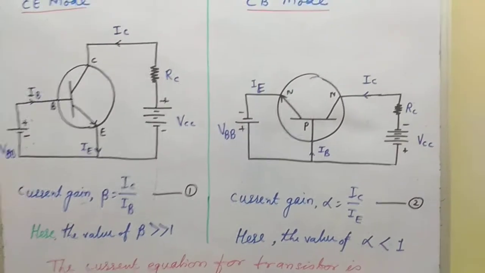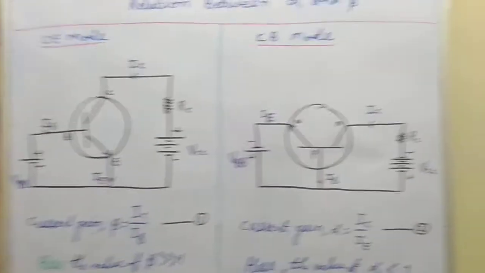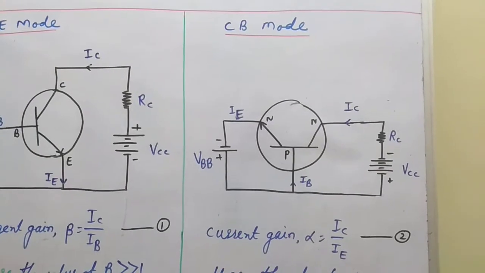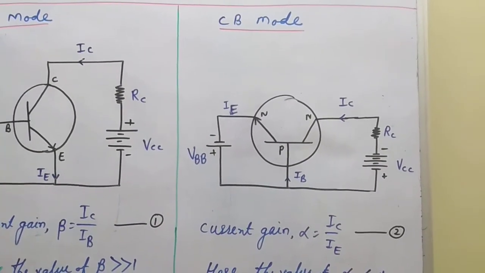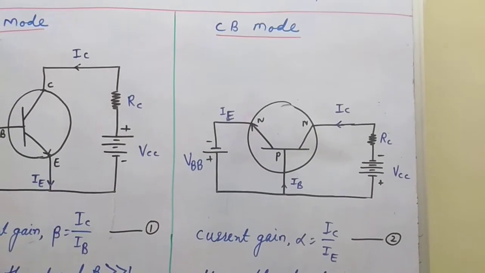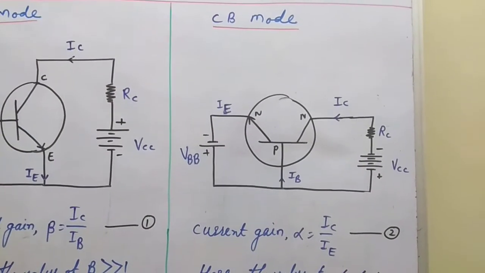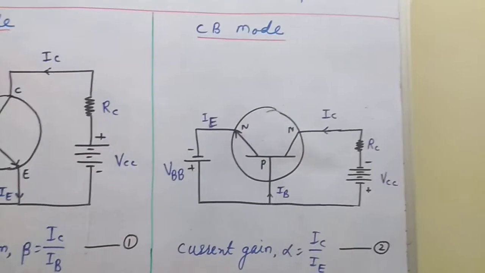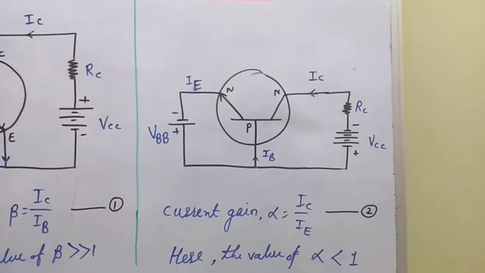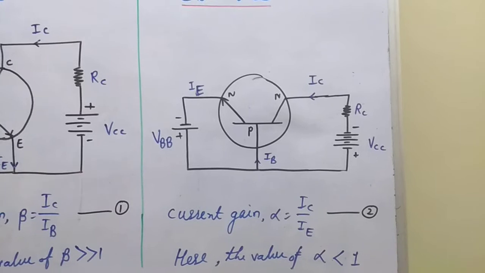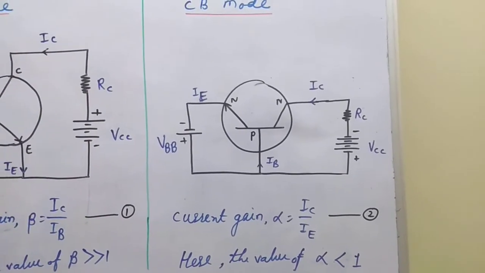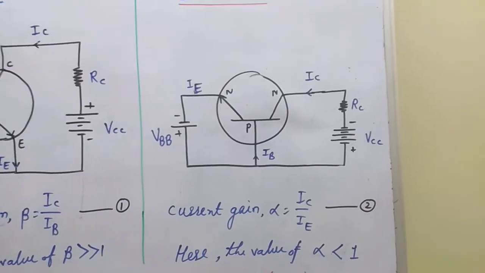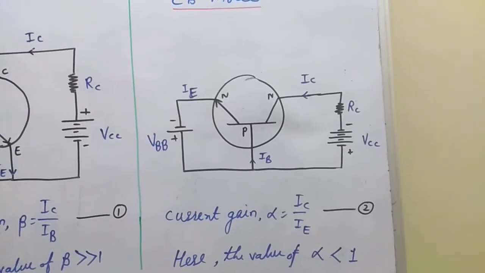Now for common base mode. In common base mode, the output current is the collector current and the input current is IE, the emitter current, as shown in the given figure. As we know that the doping concentration of the emitter is very large as compared to the collector, the current gain alpha for common base mode is alpha is equal to IC upon IE. Therefore the value of alpha is always less than 1, that is up to 0.95.